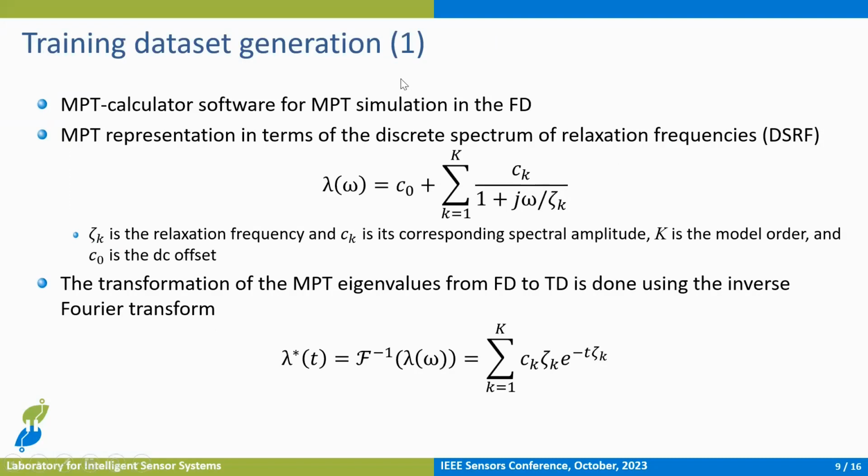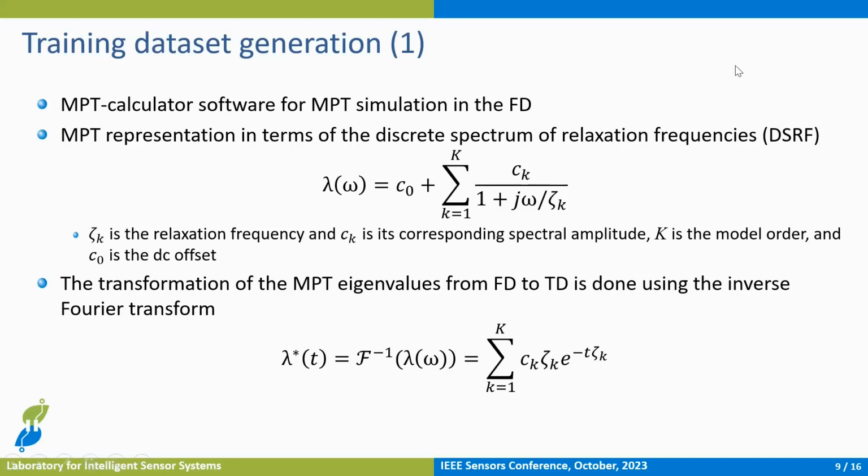To generate the training dataset, we start with MPT simulation of the features in the frequency domain. For this, we use MPT calculator software, which was developed recently by researchers from the University of Manchester. The advantage is that the simulation is relatively quick, and it can simulate objects having arbitrary shapes.